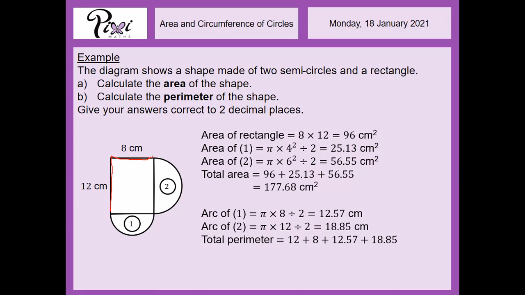The total perimeter is 12 centimeters plus 8 plus 18.85 plus 12.57, which is the outside of the shape, which is 51.42.